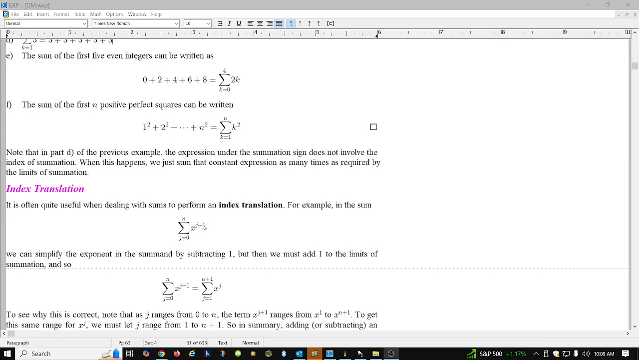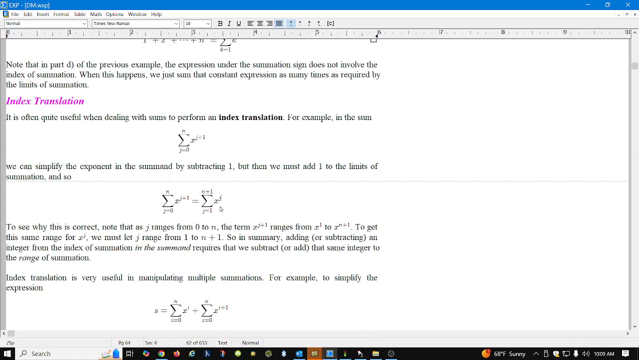We can fix that. If you subtract 1 from the exponent here, you have to make an adjustment, and the adjustment is to add 1 to the range of the index. So you would kick this up to 1 and this up to n plus 1. And it would look like this. So these two are equal, and we have a little tidier summation.